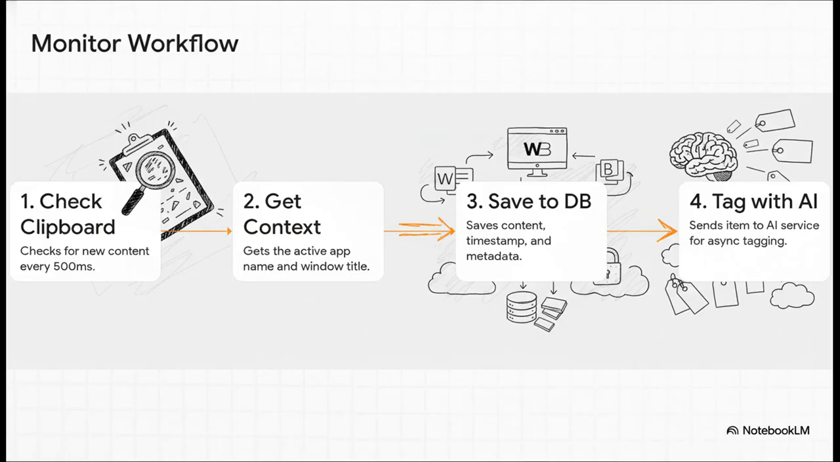And the process itself is just brilliantly simple. It checks, it sees new content, and bam, it saves it to a local database. But here's the clever part. It also grabs context, like what application you were in when you copied it. Then it hands all that info off to the AI to get it all organized. It's fast, simple, and super effective.